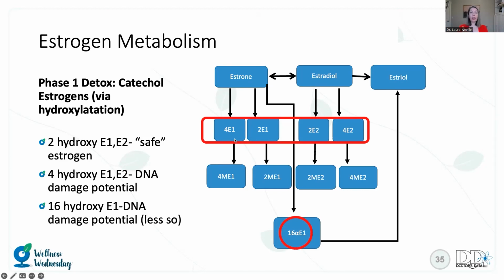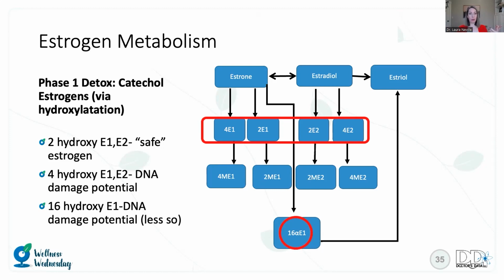So for estrogen, it can go down 3 different pathways. The 2-hydroxy pathway for both estrone and estradiol is shown here. So you have 2 and 2, right? 2-hydroxy is considered to be the safest estrogen pathway, seems to have the least amount of risk associated with it. 4-hydroxy seems to have the most amount of risk associated with it. So you see 4 estrone and 4 estradiol. These have more potential to cause DNA damage. We also have 16 estrone, and there is some potential there for DNA damage. It seems to be less potent than the 4.